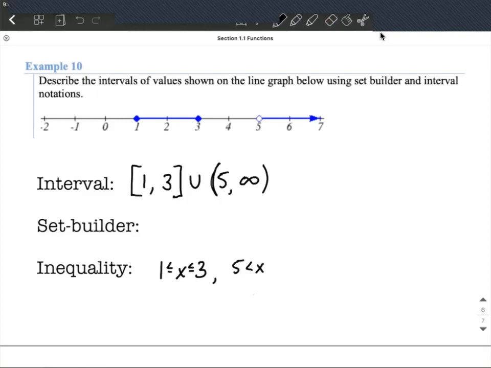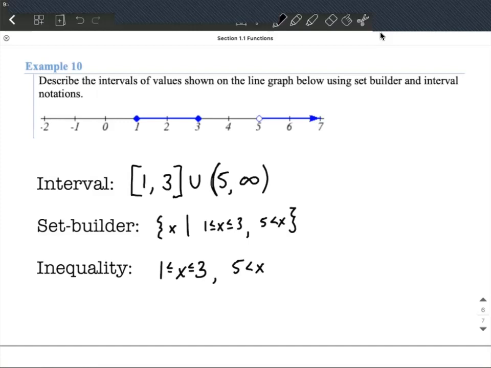Finally, set builder notation. We're going to do squiggly brackets, the set of x, vertical line where we say such that, and then we copy and paste our inequality notation. So 1 is less than or equal to x is less than or equal to 3, or 5 is less than x. And then we close this off with squiggly brackets at the end. Very mathematical terminology, squiggly brackets.